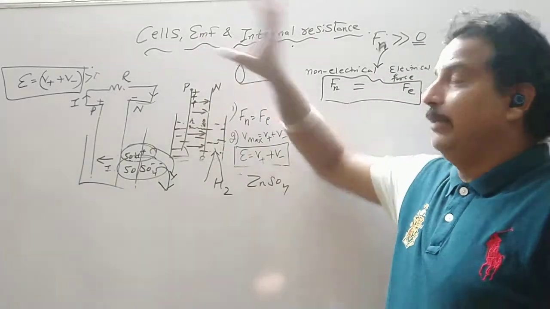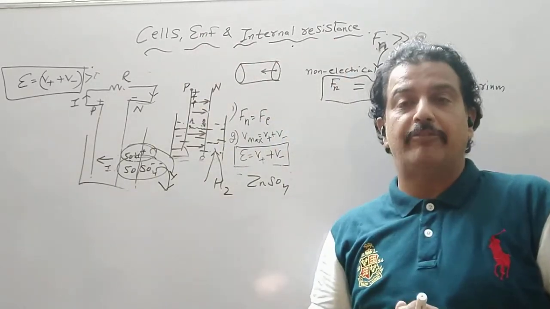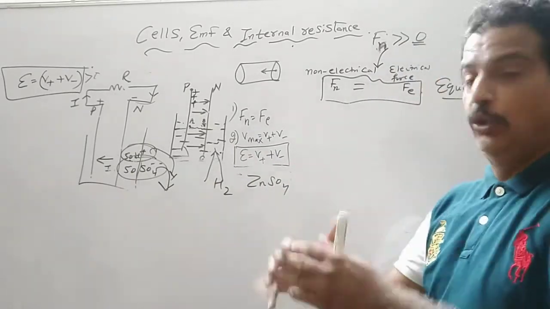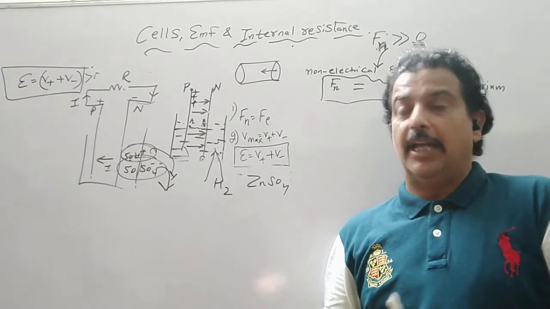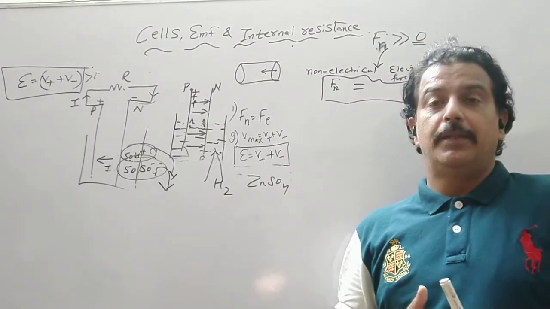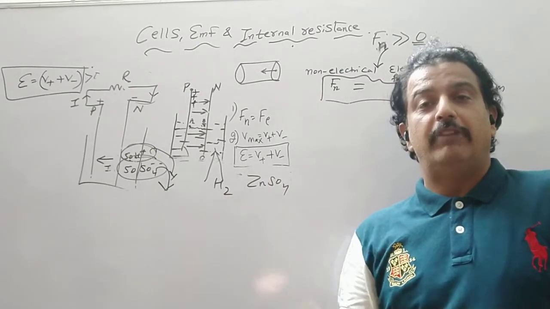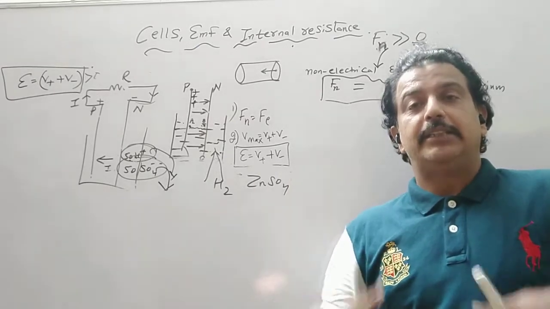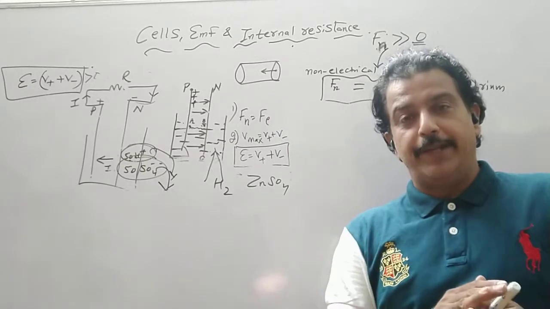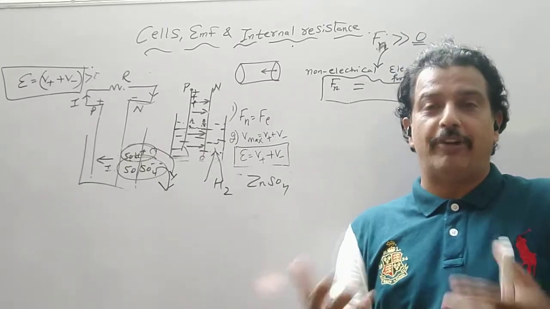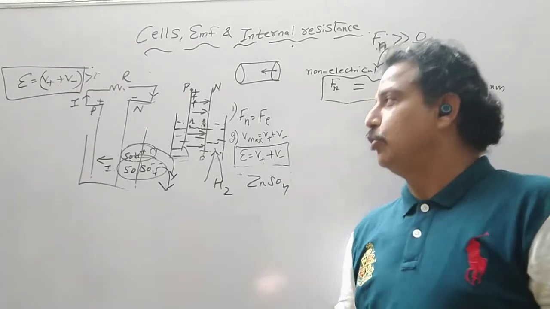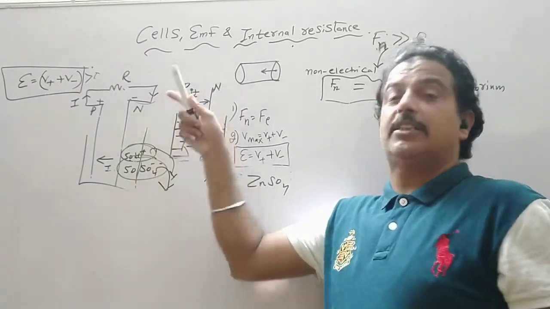So what is EMF? EMF is the maximum potential difference between the two electrodes when no current is drawn from it. And what is internal resistance? Internal resistance is when there is a closed circuit condition and the ions find difficulty in moving, or the opposition offered to the current in the circuit. In simple language, you say when I close this circuit, current starts flowing.